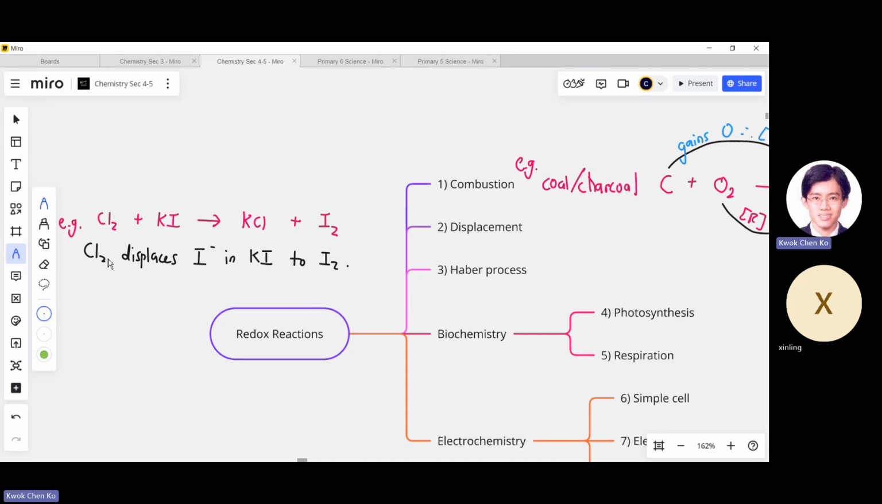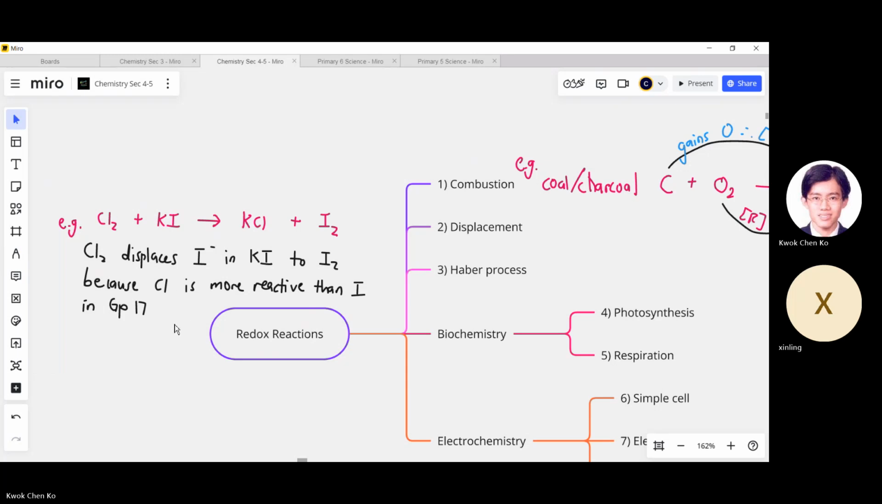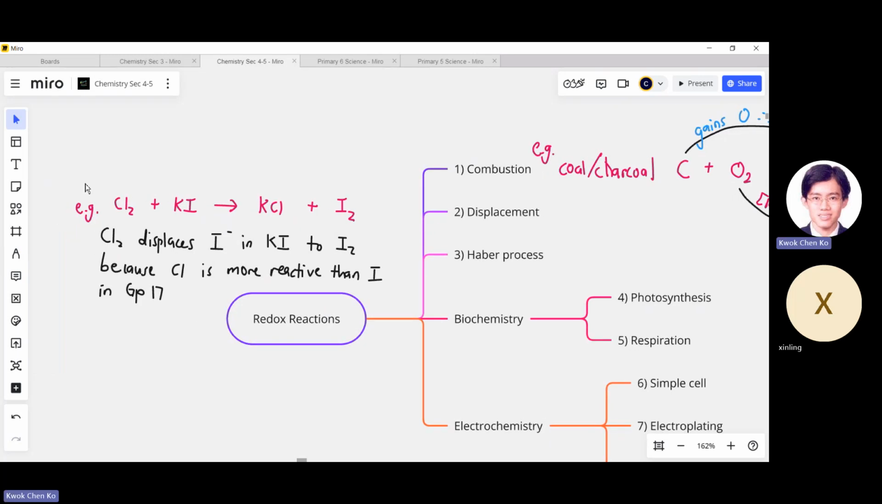Of course they may ask you to explain, because Cl is more reactive than iodine. And in this case, I'm concerned specifically about group 7 or group 17. Okay, so that's an example of a displacement reaction.